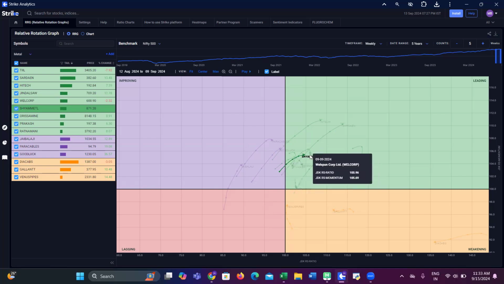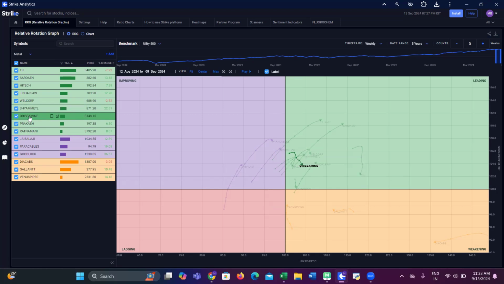Sham Metallic, yeah, good RS ratio improvement, but not a significant RS momentum, though it is above 100. So interesting to see if it continues and there is an increase. Prakash Pipes, yeah, Ratnamani is headed towards weakening, very close to the benchmark, smaller tail length, very stable movement, not much decrease, not much increase, right? Jai Balaji has a good RS momentum as well as RS ratio. It is in improving. If it gets into leading, that will be interesting.